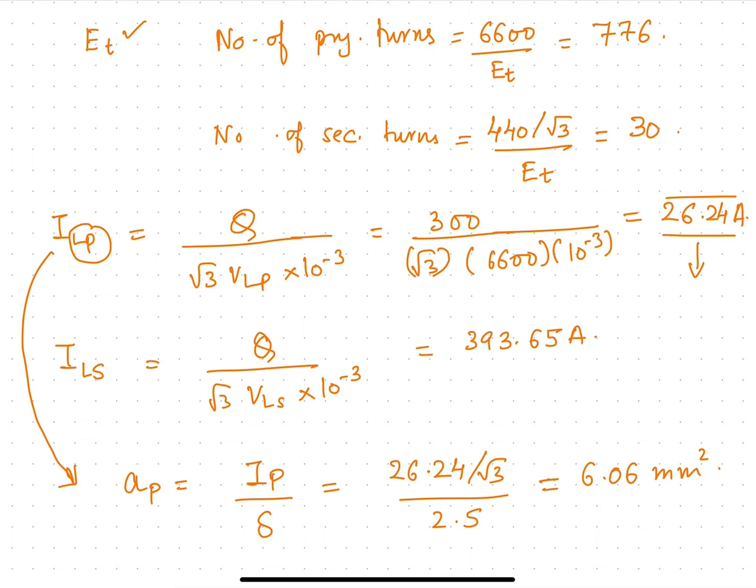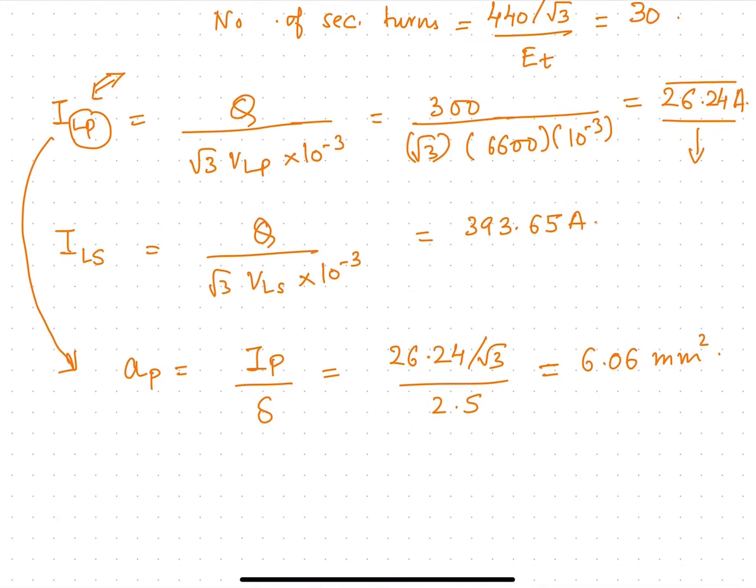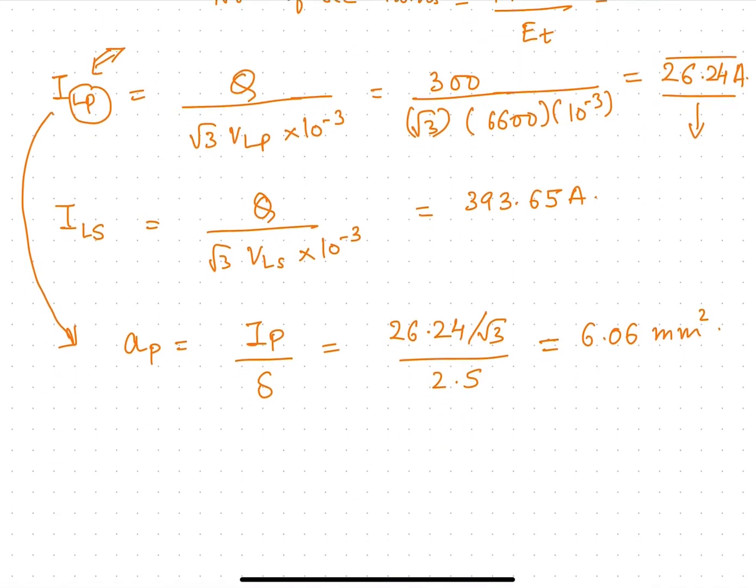I will repeat this. We are interested in calculating the line currents first. We will calculate the line currents first, and then we will calculate the phase current. Okay, so this when divided by the current density gives us 6.06 mm squared for the primary conductors.